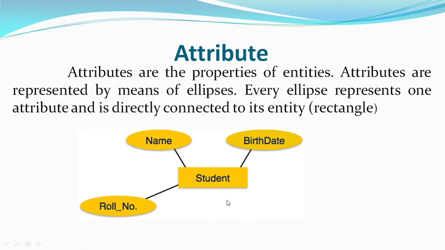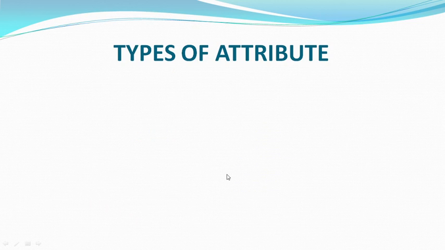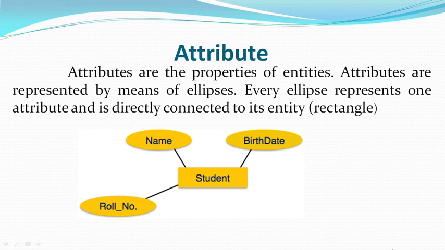An existing thing in the real world is called an entity. The properties which describe the entity are called attributes. In an ER diagram, an entity is represented using a rectangle. The attribute is represented using the oval shape or ellipse shape.